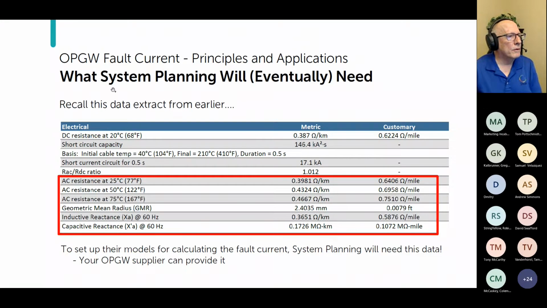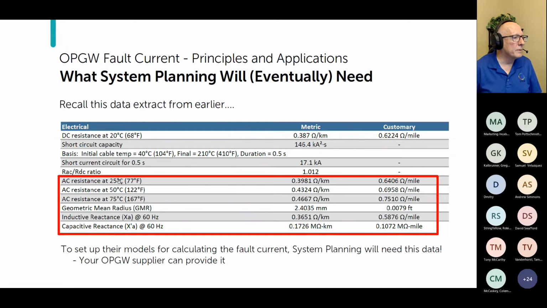So one closing thing, and then we'll close out. Remember, I said the system planning department is going to need some help from you. Throughout this presentation, several times I've said you need some help from them, but there is something that they need from you, and I'm assuming that you're the one who's working with the OPGW supplier, and that is detailed electrical data. So to set up those models I referred to for calculating the fault current, they need good data.